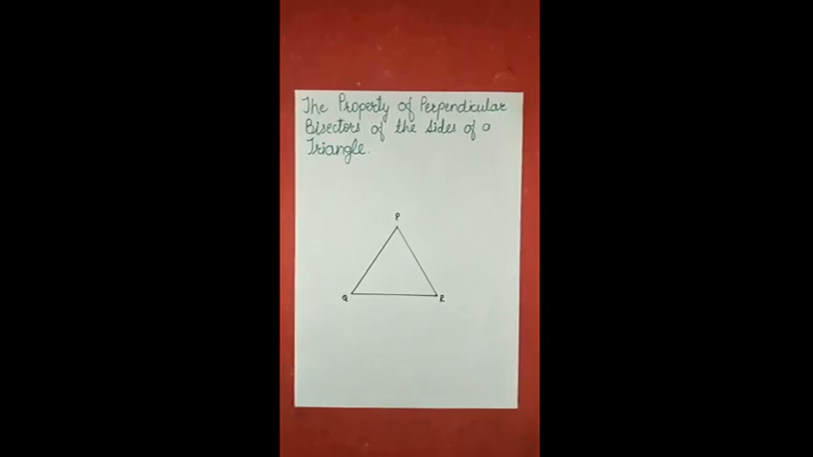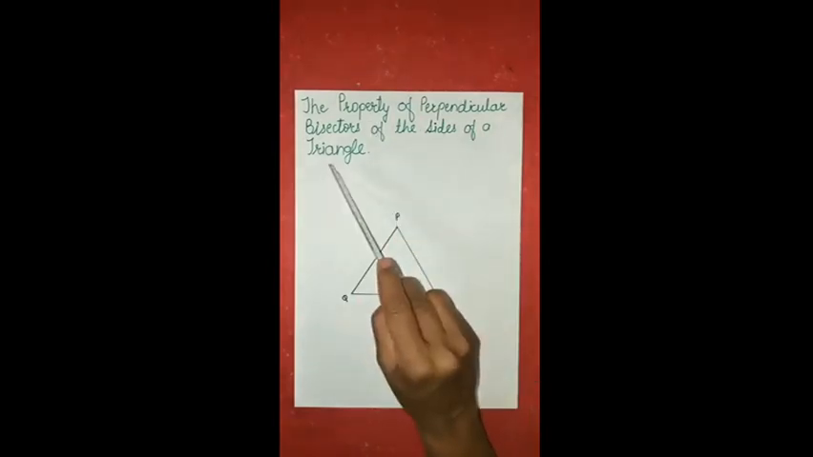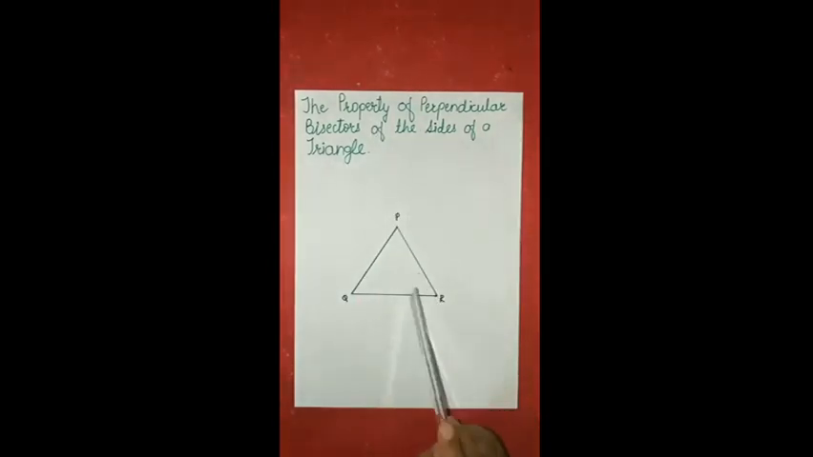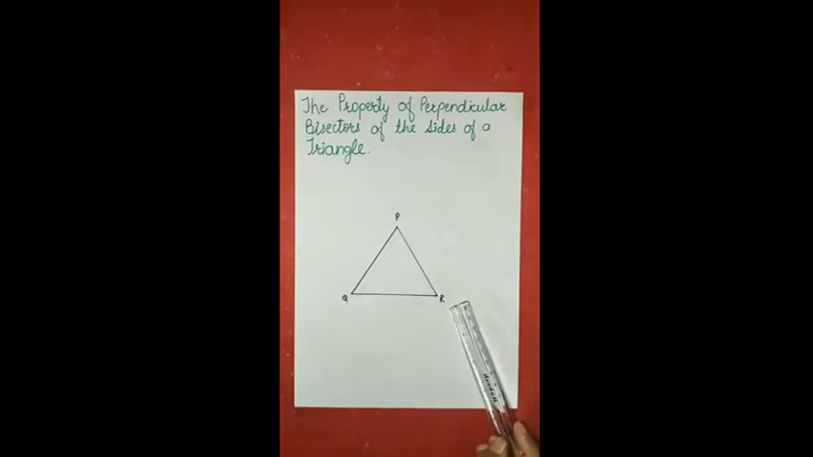Children, now we will start with the actual construction of perpendicular bisectors of the sides of a triangle. For that, I have drawn here an acute angle triangle. Give the names PQR to the triangle. Everyone knows how to draw the perpendicular bisector of the sides of a triangle. See, how many sides are there? 3 sides are there: segment PQ, segment QR and segment PR.